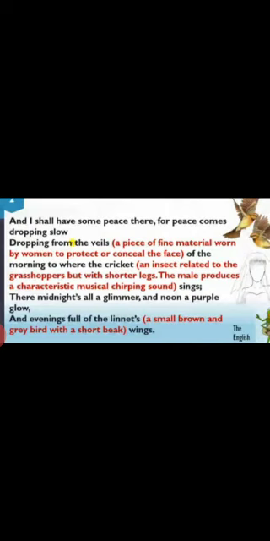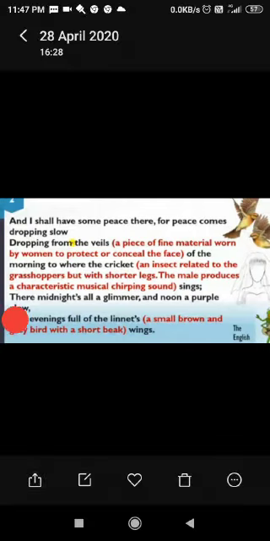Got it? And further he says that there midnight's all a glimmer and noon a purple glow. At midnight, when he sees the twinkling stars in the open sky, their shine will give him peace. Glimmer means twinkling stars. So in midnight he will get peace from the twinkling stars in the open sky. When they shine, that shining will give him peace. And what about the afternoon? In the afternoon, the sunlight will have a purplish glow. Sometimes you have noticed that at noon, sunlight gives a purplish glow. So the poet says that with this purplish glowing light, he will feel peace.